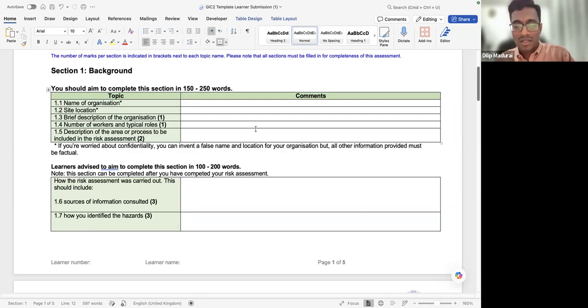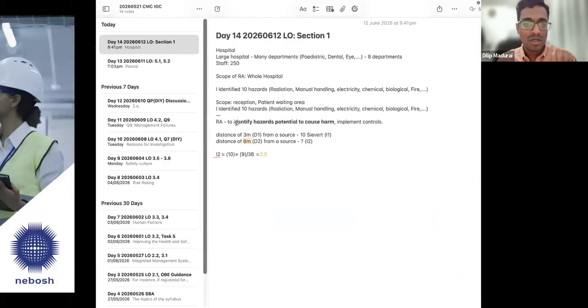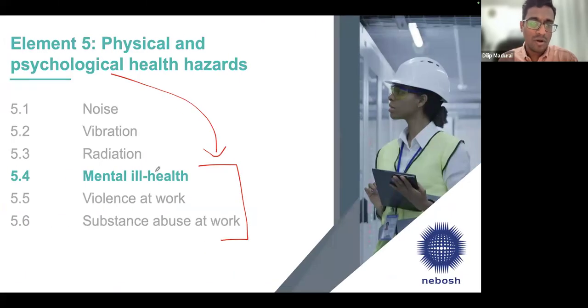Okay. All right. So with this, we will complete for this week. So next week, Monday, session number 15. Okay. So we will complete 5.4, 5.5, 5.6, and we would also immediately start with 6.1 and 6.2, which is about work-related upper limb disorders and manual handling.